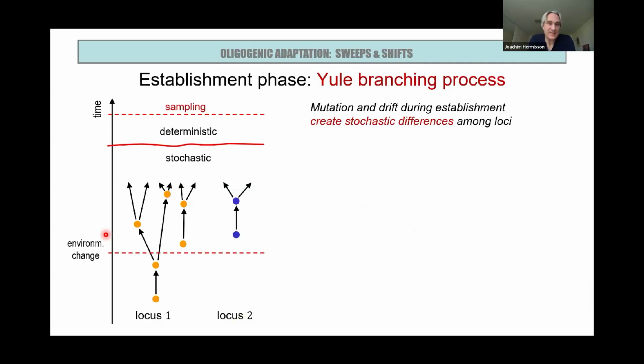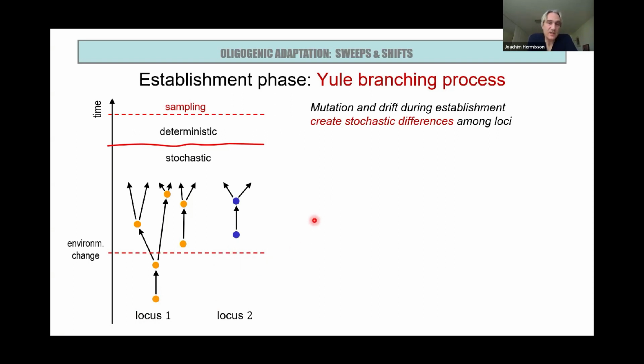Right, so let us start with the establishment phase. We model mutation and drift during establishment as they create stochastic differences among these loci. All these stochastic differences that in the end also make up large parts of the result among these loci indeed do come from this establishment phase, while all these alleles are rare, either before the environmental change or after the environmental change.